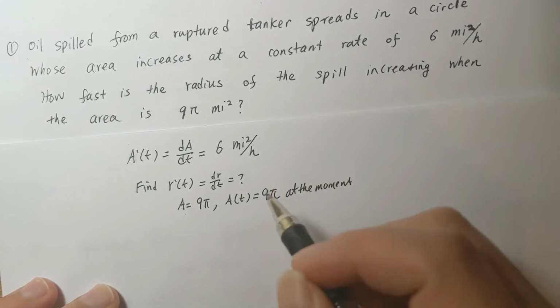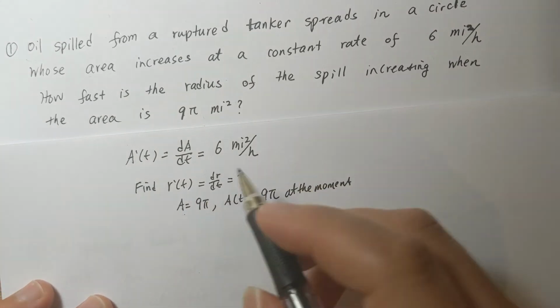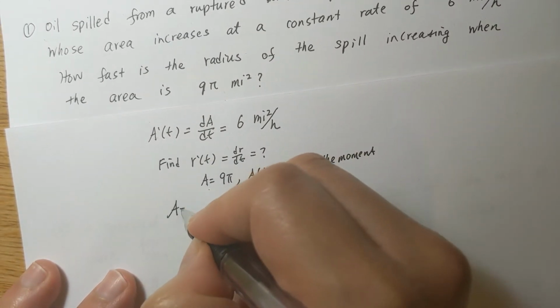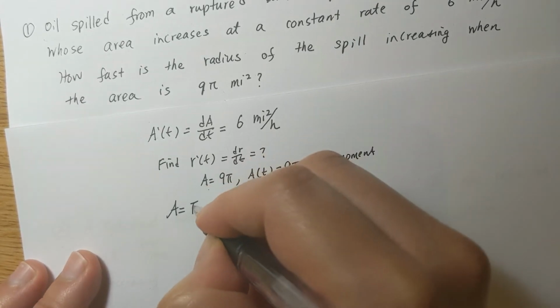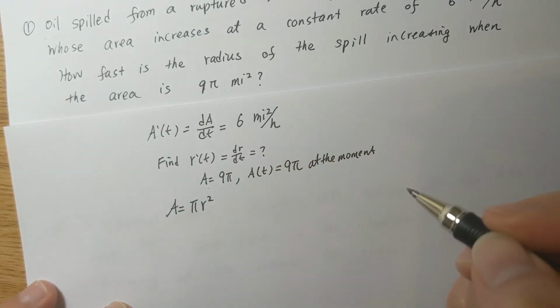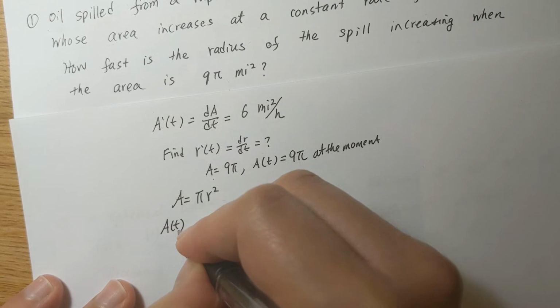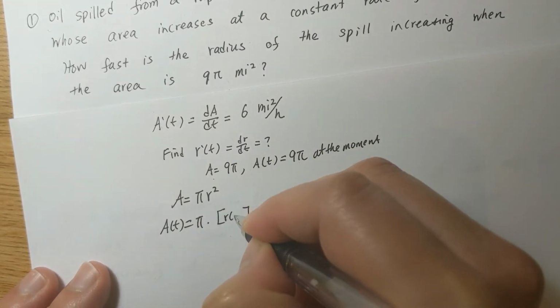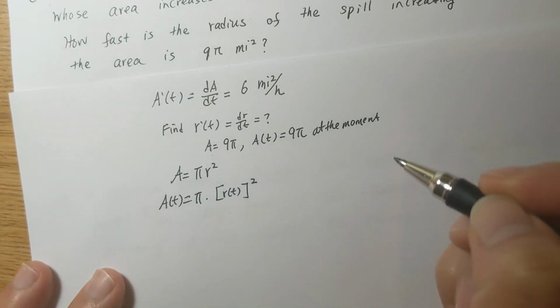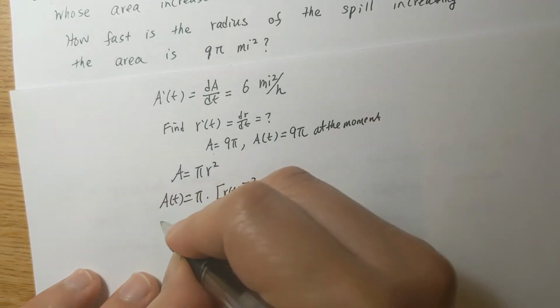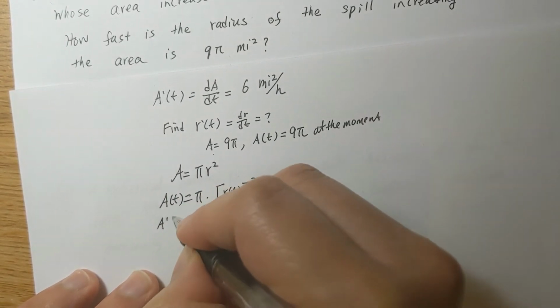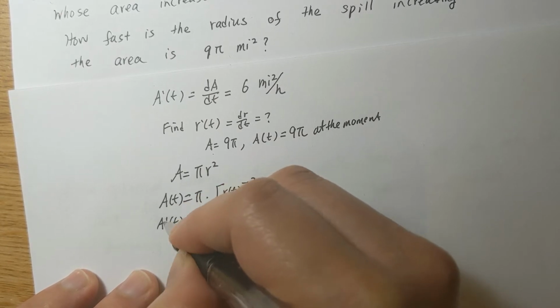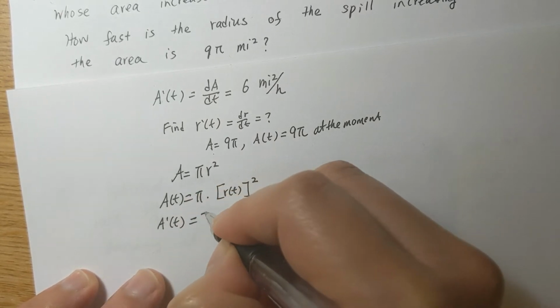So now we have to find an equation that relates this information, which is going to be the area formula for a circle. So now A is A of t, and then R is R of t. So now we are going to find a derivative. You get A prime of t. The derivative of A of t is A prime of t.